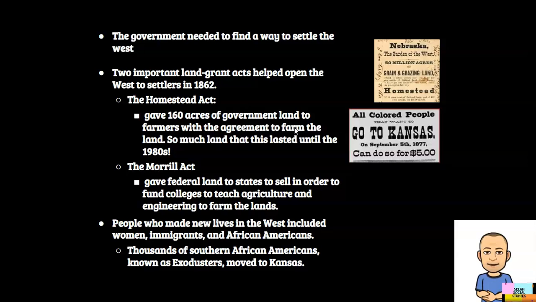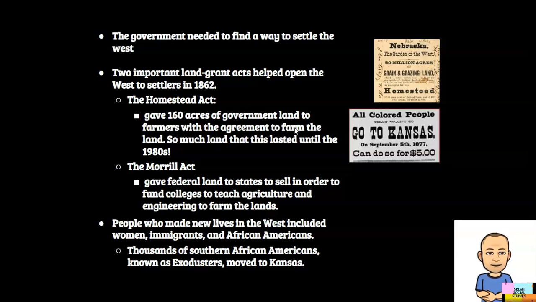So the other act that would open and control lands out west was what we call the Morrill Act. And the Morrill Act gave federal land to the states to sell that land in order to fund colleges to teach agriculture and engineering. So because so many Americans from every wealth bracket and education bracket moved to the West because of these grants, some of these settlers still needed to learn how to farm to keep their land, right? So that's what the Morrill Act was for. Teach these people how to farm on that land.